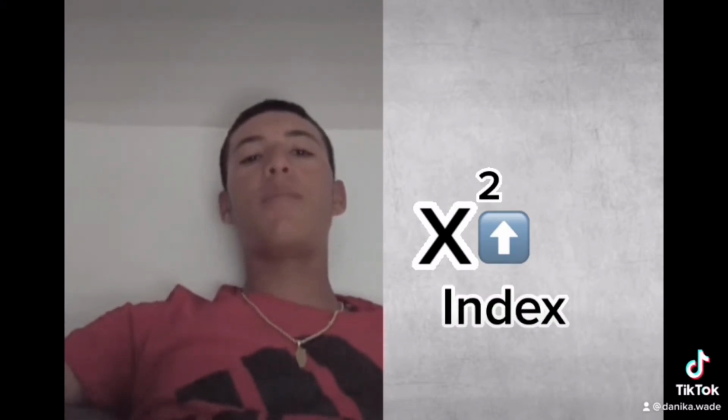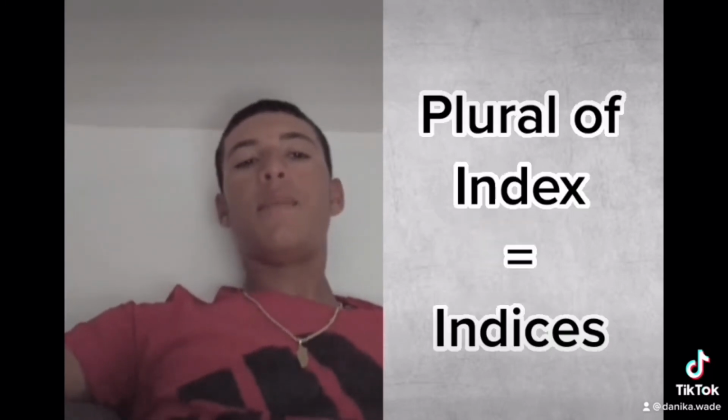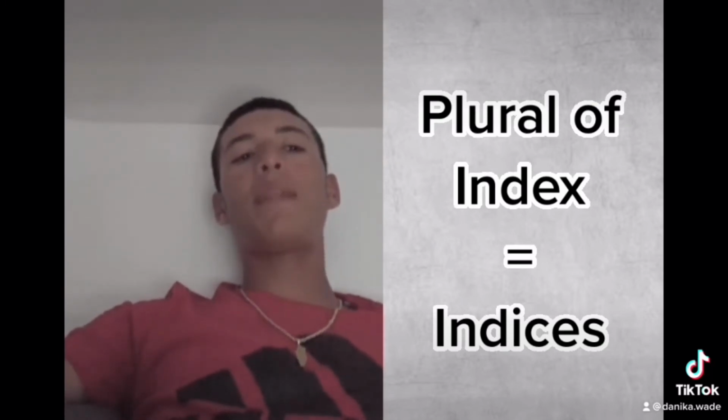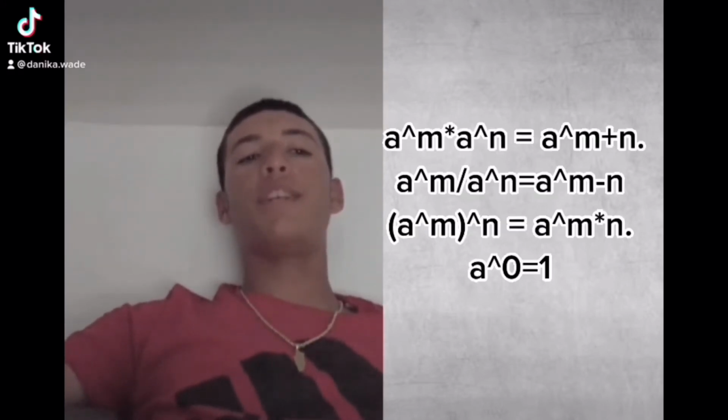An index or power is a small floating number that appears after a number or letter. The plural of index is indices. Indices show how many times a number or letter has been multiplied by itself. If you look up the law of indices online, you'll probably see a long list of equations that looks something like this. It's kind of overwhelming when you see them all at once, but don't worry, we'll take them one step at a time, and you'll see why they are not all that complicated.